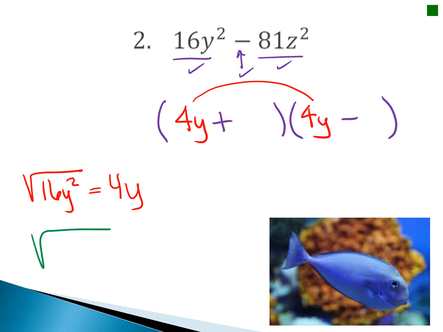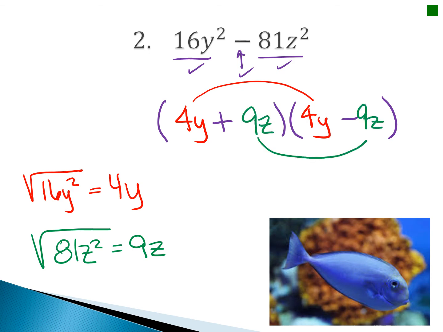Got to do the same thing with the square root of 81z squared. What did you square to get 81? That's 9. What did you square to get z squared? Z. So we've got 9z, 9z. Because if you multiply those together, you get negative 81z squared.